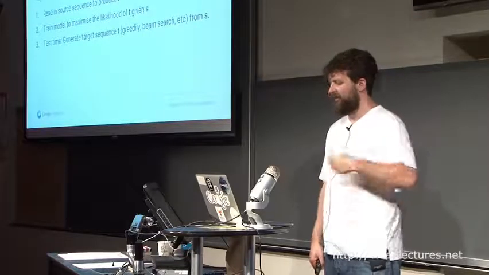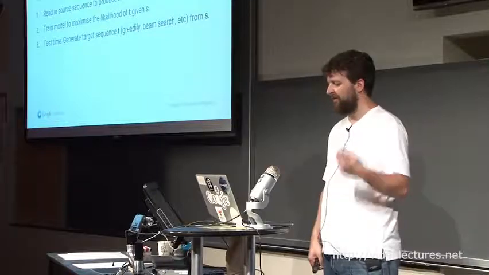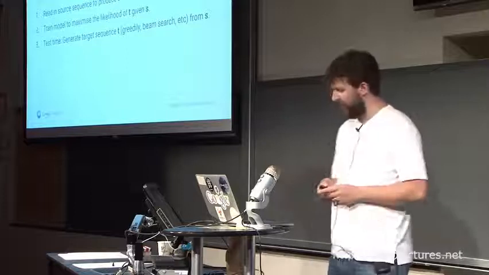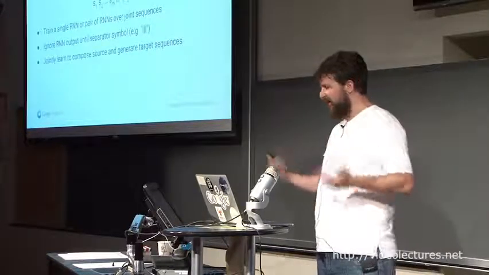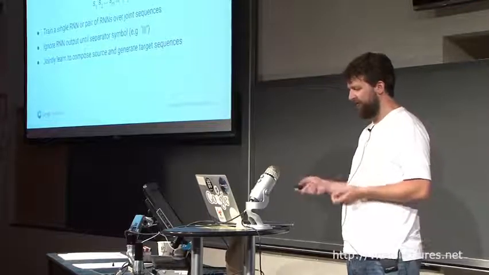And at test time, we can generate the target. We feed in the source vector, and then we can generate the target sequence greedily, or use beam search, or a variety of methods to get better output. Another way that this has been presented is as an encoder-decoder model.